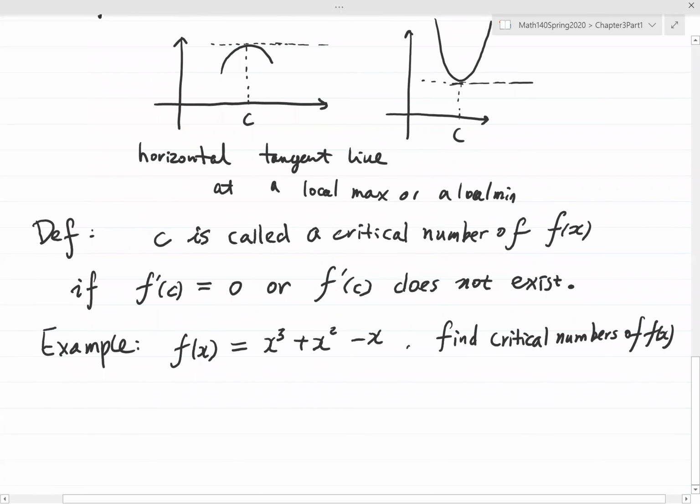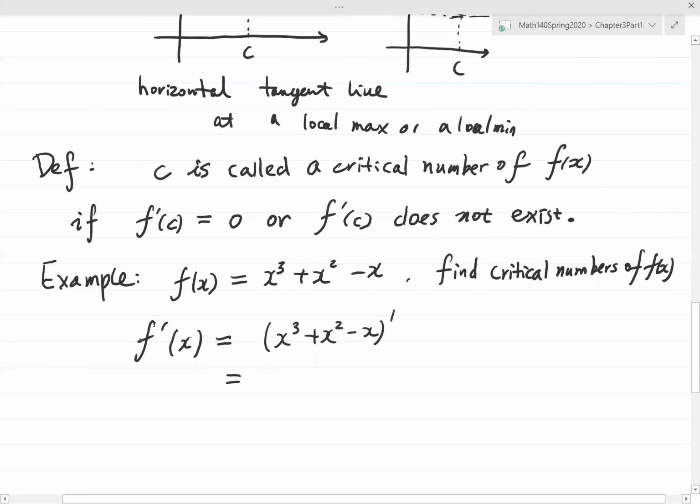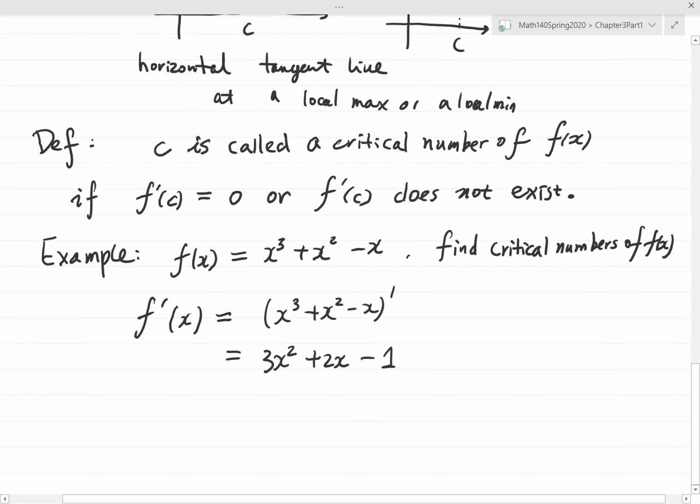Now, this function f(x) is a polynomial, so f' always exists. So it's differentiable everywhere. Now we take the derivative by the power rule. The derivative of x cubed gives 3x squared. The derivative of x squared gives 2x. The derivative of negative x gives -1. Then we factor this. This should be (3x minus 1)(x plus 1).